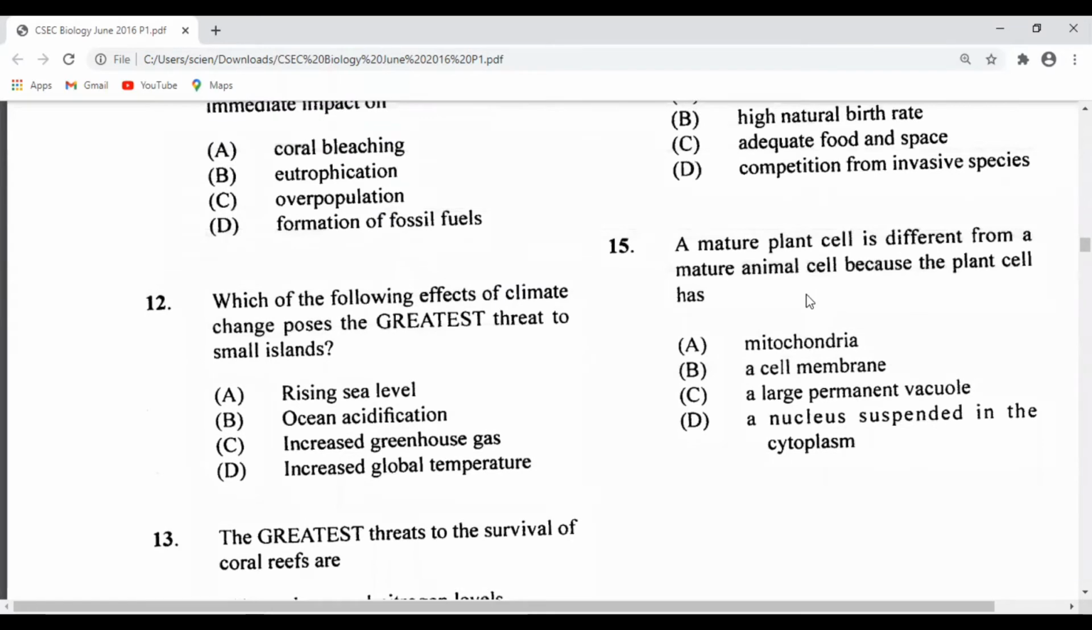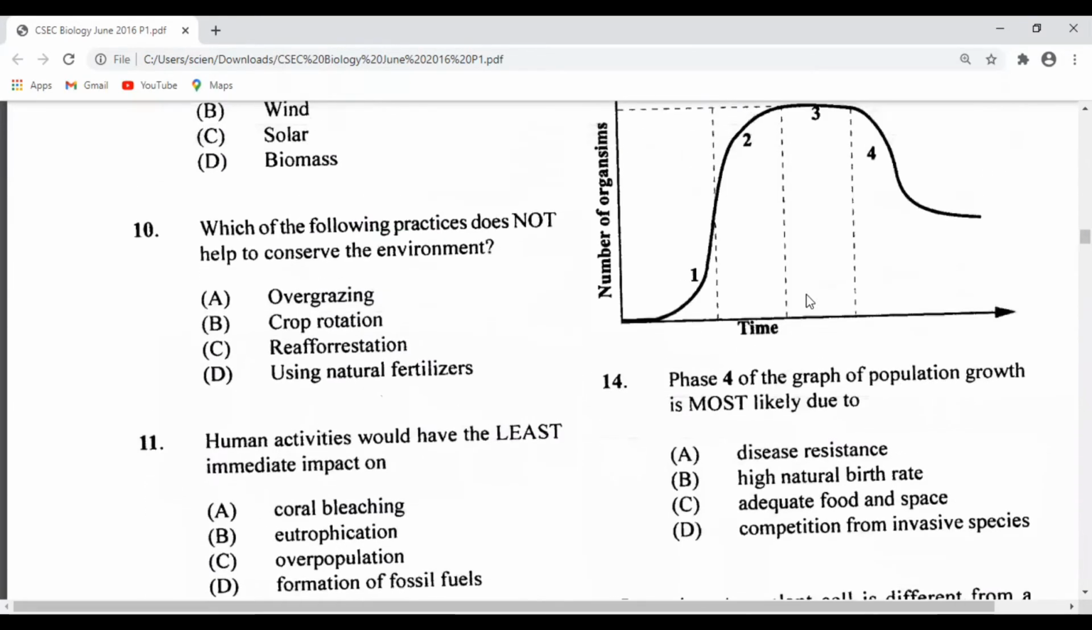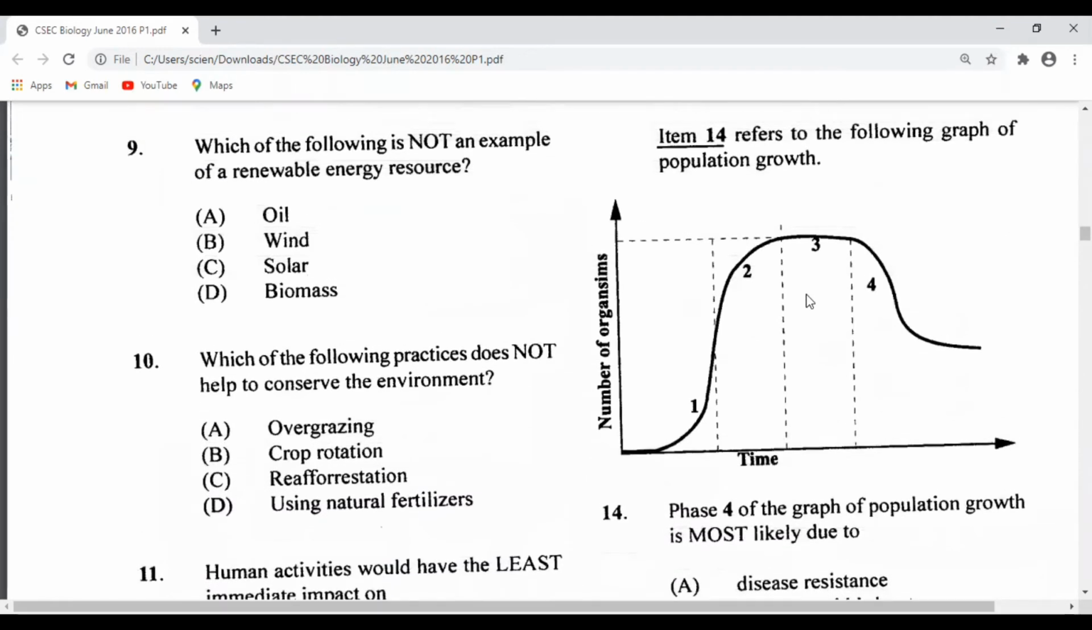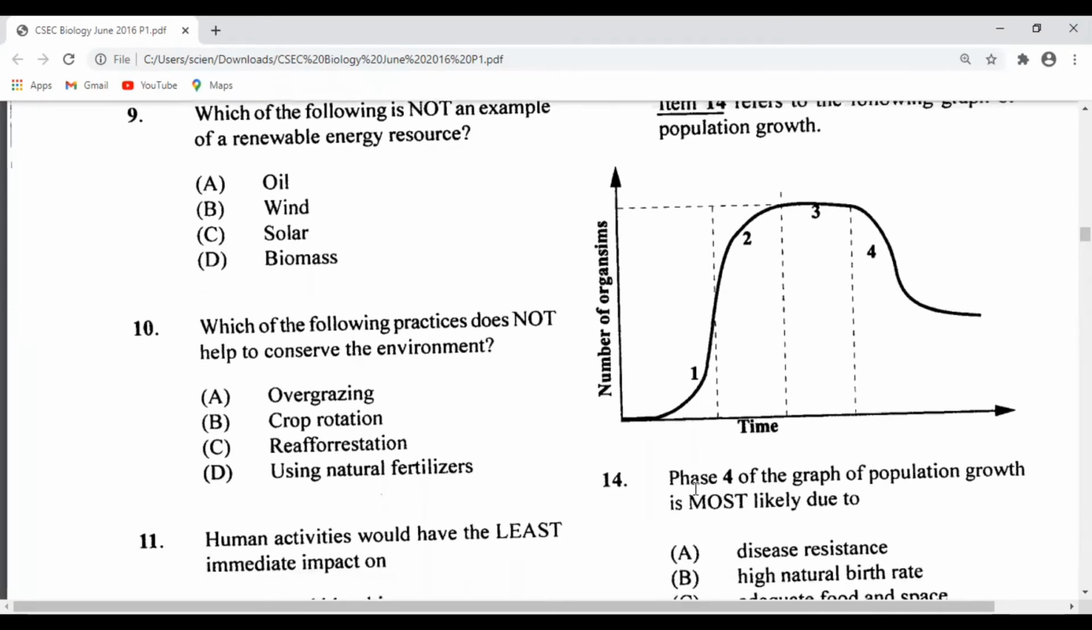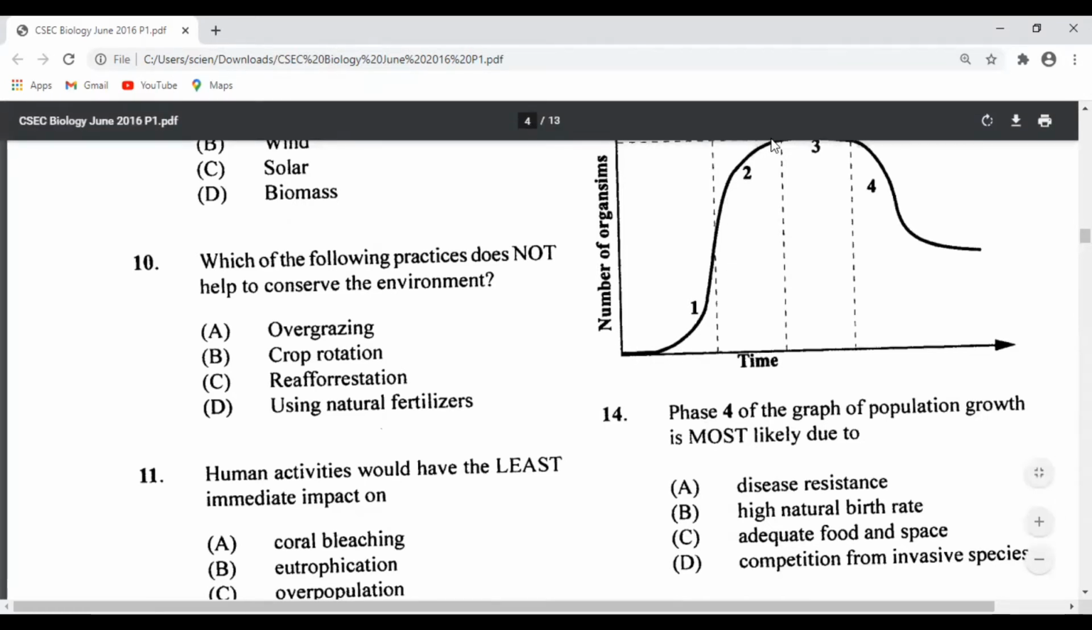So now 14. So 14 is a graph. So item 14 refers to the following graph of our population growth. All right. So phase 4 of the graph, the population is most likely due to. So if we look at the graph, it started out slow, then it's increasing, then constant, then it's decreasing.